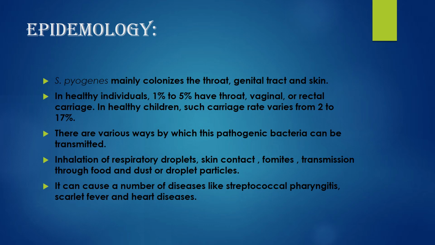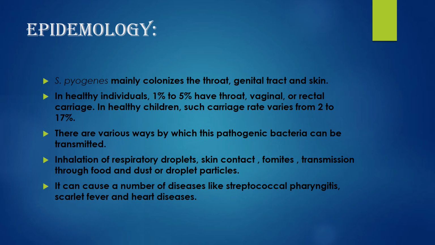Now, how are these bacteria transmitted? They can be transmitted in various ways, such as inhalation of respiratory droplets, skin contact, droplet particles, through food, dust, and various toxins. What are the basic diseases caused by Streptococcus pyogenes? They include streptococcal pharyngitis, scarlet fever, and heart diseases.